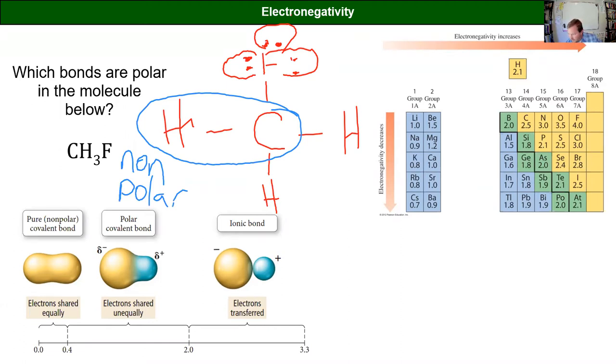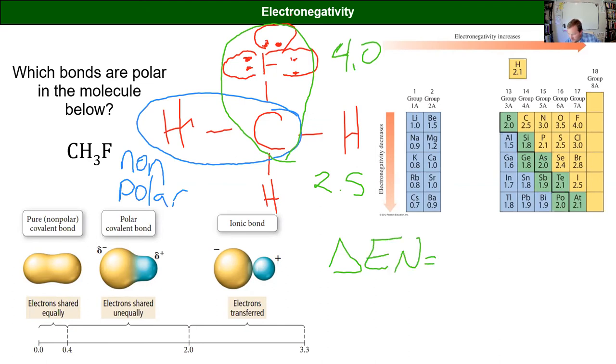Carbon and fluorine, on the other hand, well, fluorine has an electronegativity of 4.0. Carbon is 2.5. So for the green bond, the bond that's circled in green, our change in electronegativity is 1.5. It's a pretty polar bond, way more polar than a carbon-hydrogen bond. So our carbon-fluorine bond, we would write as being polar.